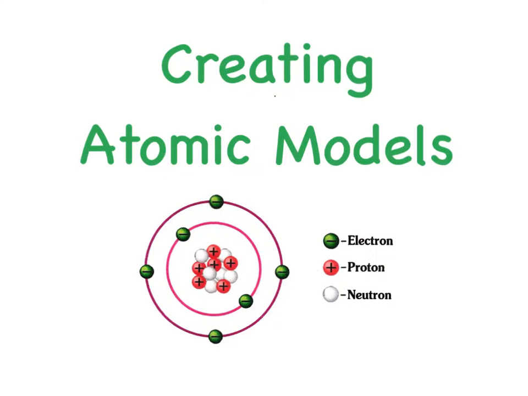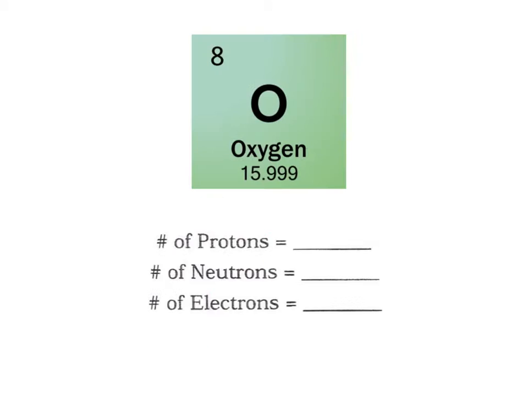Creating atomic models. In this video, you are going to first identify the number of protons and neutrons in the nucleus and how many electrons for each atom. But then taking that information, you then are going to draw and identify the charge of protons and neutrons in the nucleus, and then in the outer energy levels, you're going to identify how many electrons can be for each energy level for your certain atom.